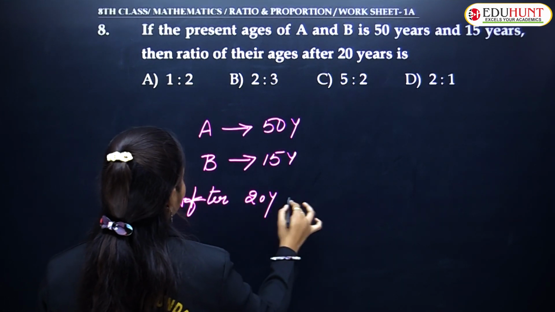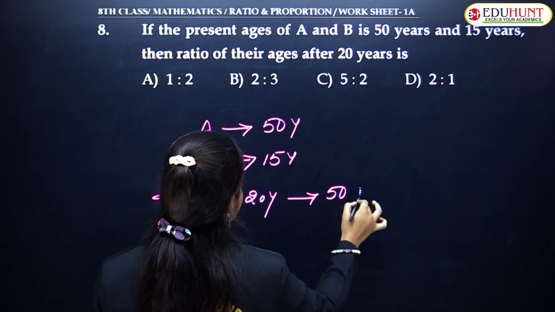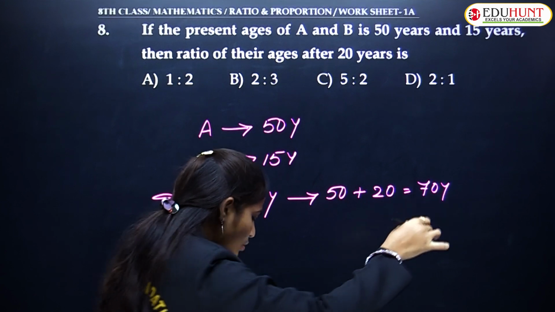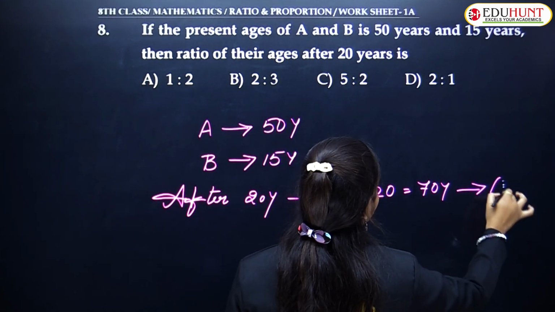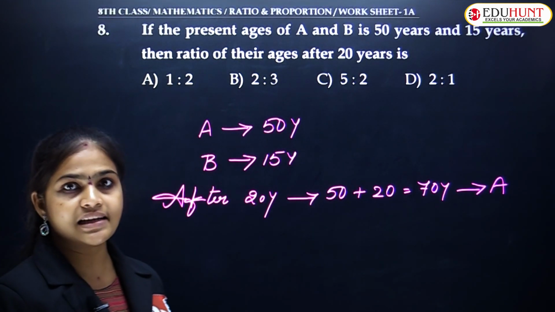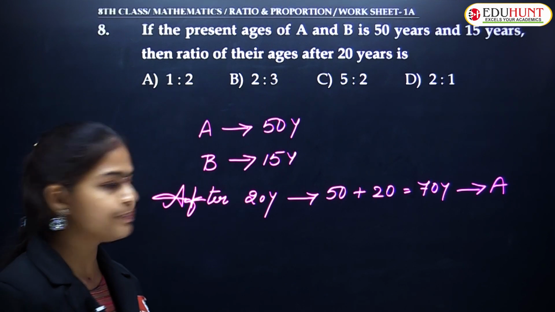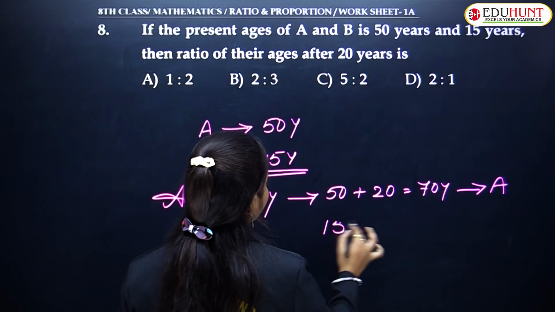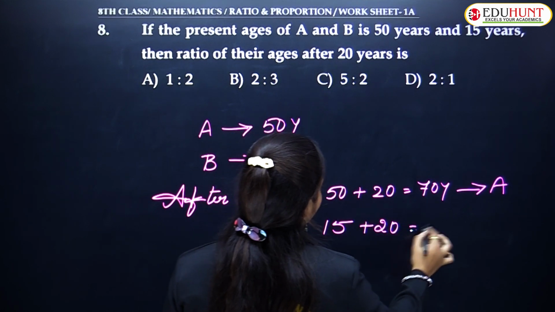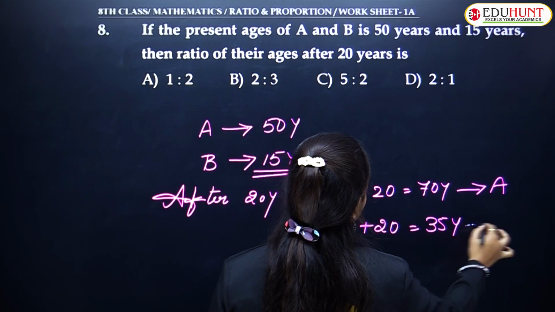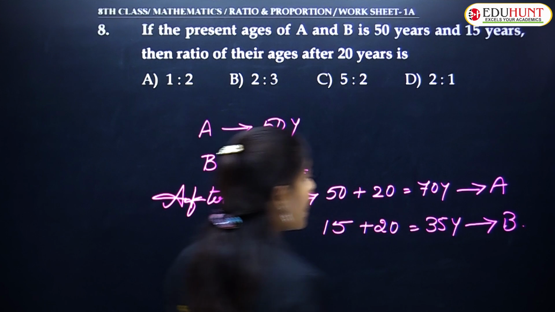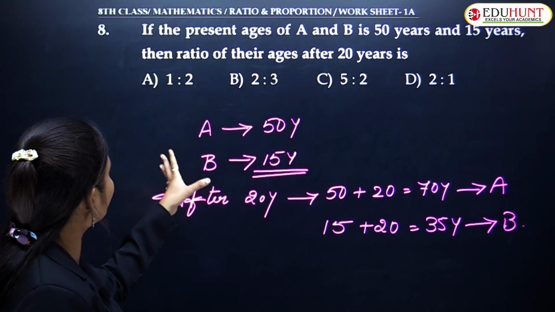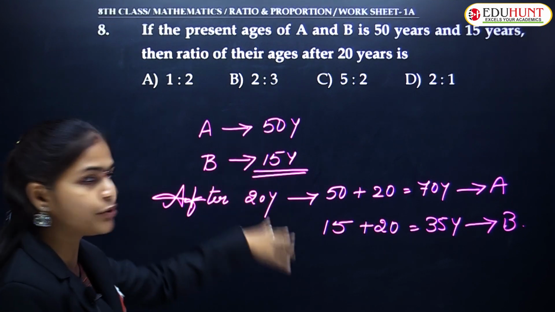After 20 years, A's age is 50 plus 20, which equals 70 years. Whose age is 70 years here? A's age is 70 years after 20 years from now. Okay, and what is the age of B here? B: 15 plus 20, which equals 35 years. This is the age of B after 20 years. Clear? Now we need to find the ratio of their ages after 20 years.